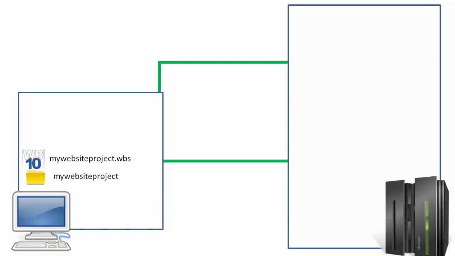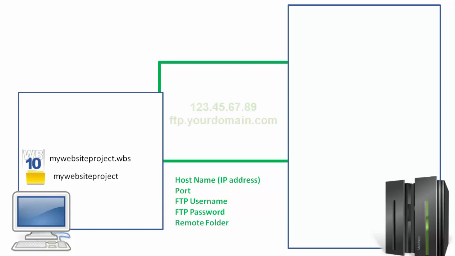The way you connect to that server is with what's called an FTP protocol. You have to have 5 things to connect to a server. You have to have the server's address, an IP address. Sometimes that's called a host name. Sometimes your web host will provide you with a series of numbers, an IP address, or they'll give you something that looks like ftp.yourdomain.com. Either way, the host name is the address to the server you're going to be connecting to.